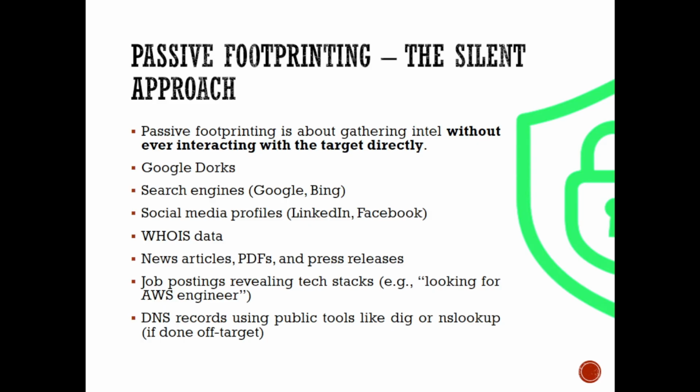Passive footprinting is about gathering intel without ever interacting with the target directly. You become a digital detective, collecting breadcrumbs that are already publicly available. Examples of passive sources: search engines like Google and Bing; social media profiles like LinkedIn and Facebook; WHOIS data; news articles, PDFs, and press releases; job postings revealing tech stacks, e.g. looking for an AWS engineer; DNS records using public tools like dig or nslookup, if done off-target.